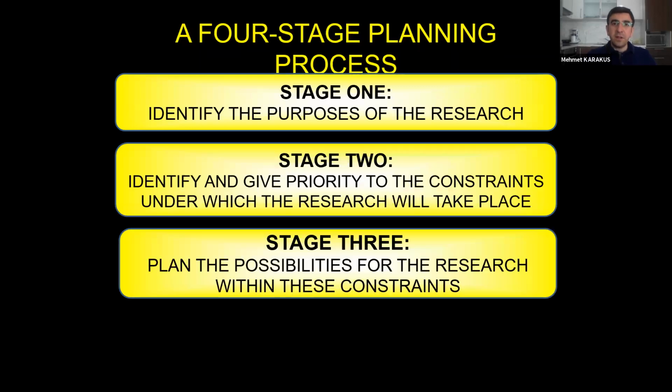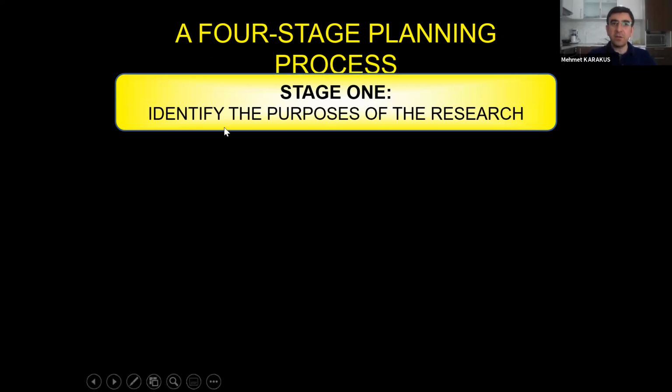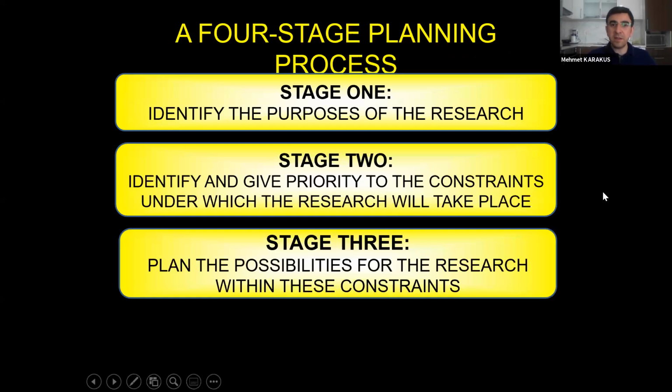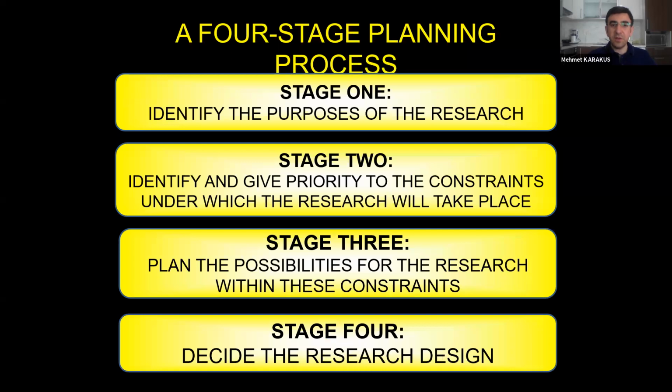Now, there are several stages in the planning process. In stage 1, we should identify the purposes of the research. At stage 2, we should identify and give priority to the constraints under which the research will take place. At stage 3, we should plan the possibilities for the research within these constraints. At stage 4, we should decide the research design.